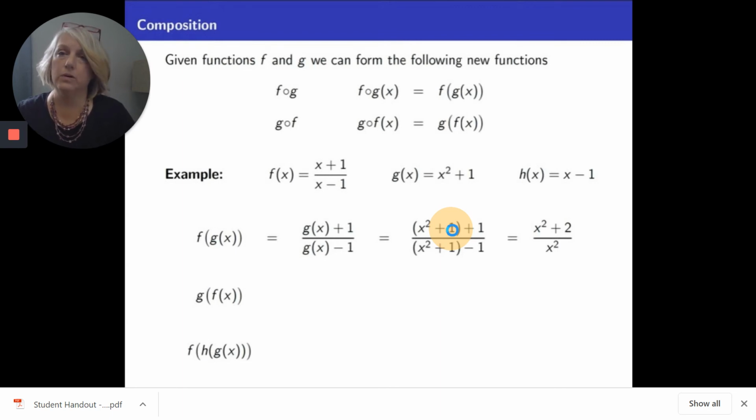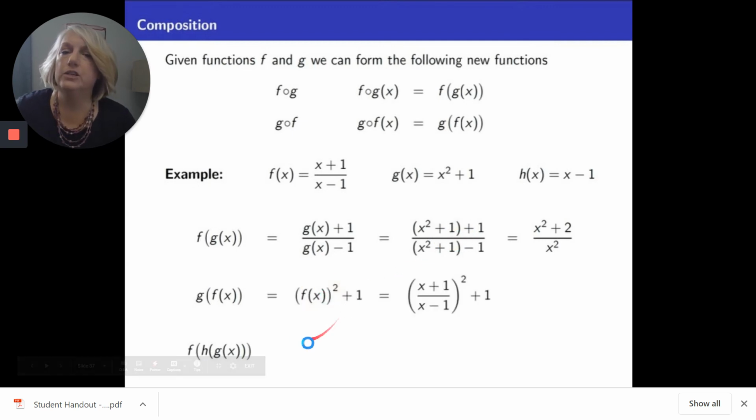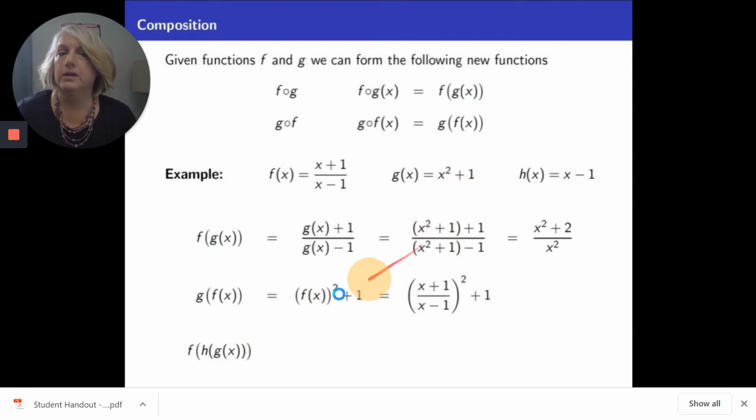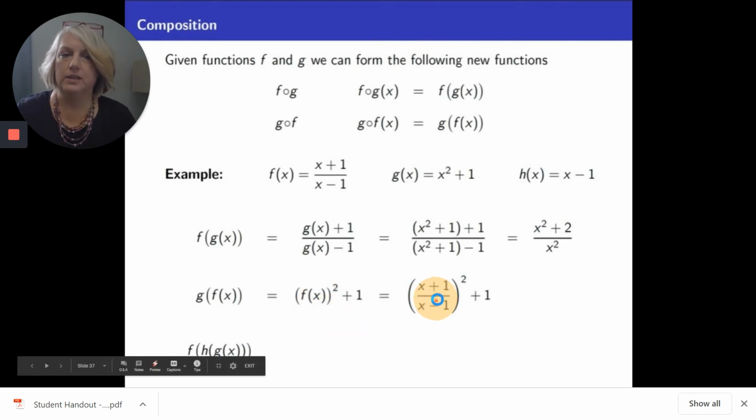Now I've reversed the order. So I'm doing g of f of x. So now on g of f of x, g is x squared plus 1. So I'm taking f and plugging it into g. F is that fraction, so you see that right there.